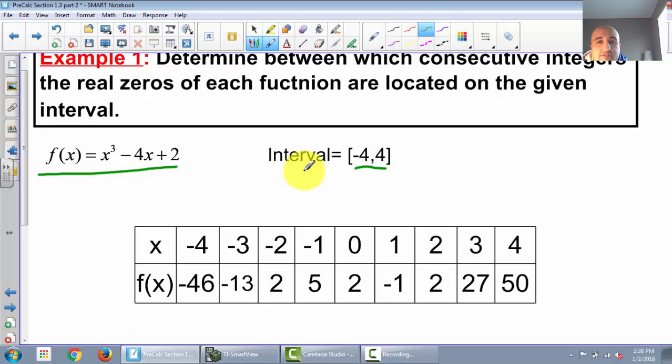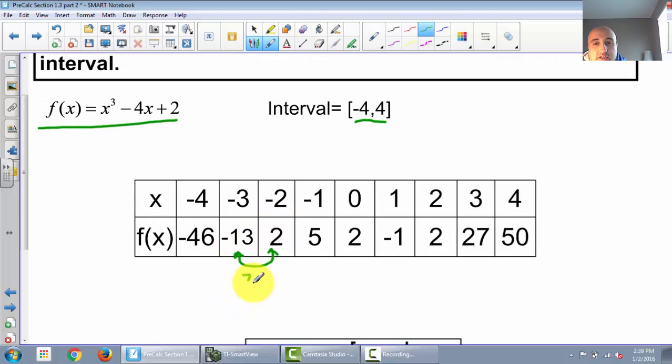So what I've done here is I've made a table, and you can create your own table. This is very easy. If we plug negative 4 in for x, we get negative 46. Negative 3 gives negative 13, negative 2 gives 2. Here are my x values from negative 4 to 4, because that's what it wants us to do, and we can see the signs of our function values: negative, negative, positive. Since negative 3 gave a negative answer and negative 2 gives a positive answer, there must be a zero between negative 3 and negative 2.